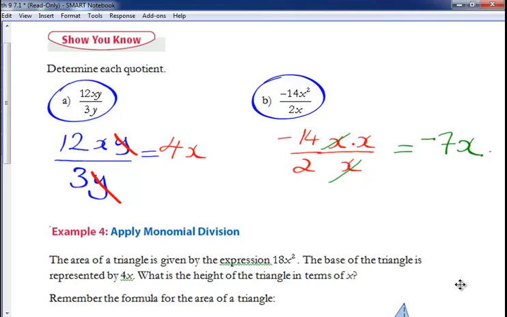12xy divided by 3y. Well, first of all, 12 divided by 3 is 4. xy over y simply leaves us with 1. They cancel, and we're left with 4x, aren't we?